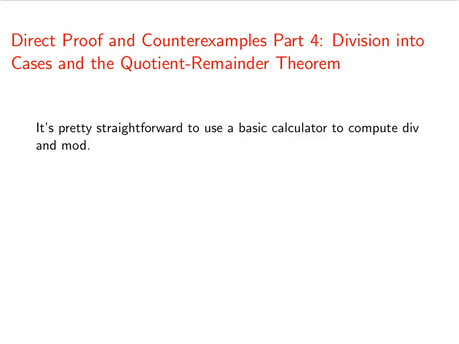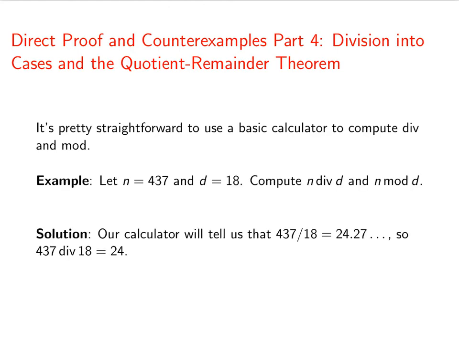Now it's actually pretty straightforward to use a basic calculator to compute div and mod. As an example, let's compute 437 div 18 and 437 mod 18. Our calculator will tell us that 437 divided by 18 is 24 point something. Now we don't care about the point something, we just care about the integer portion. So we're just going to take the 24, and say that 437 div 18 is equal to 24.